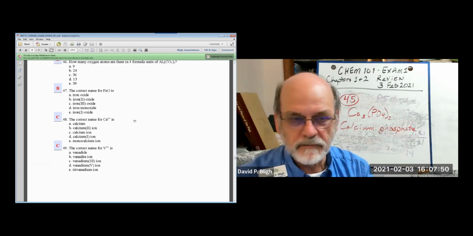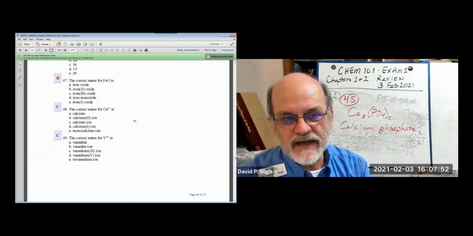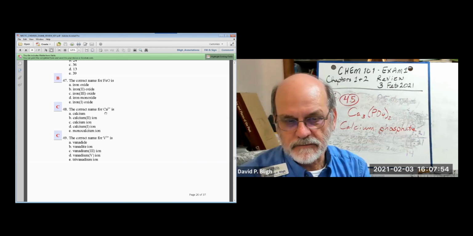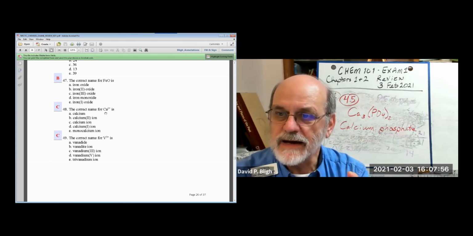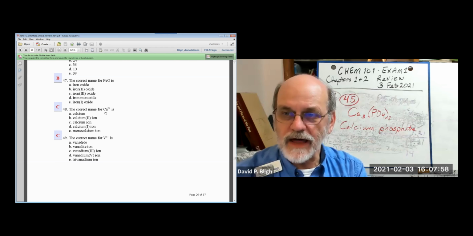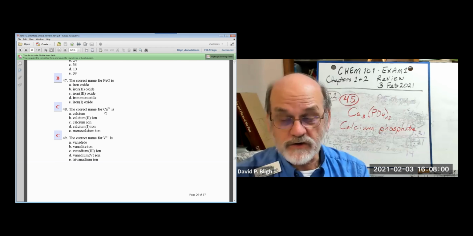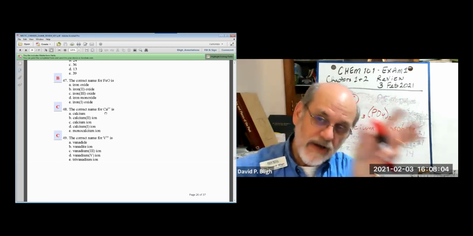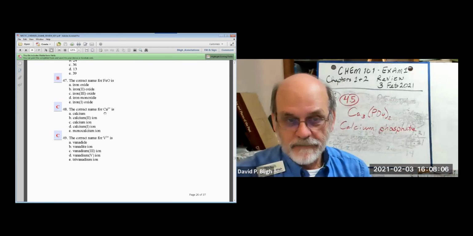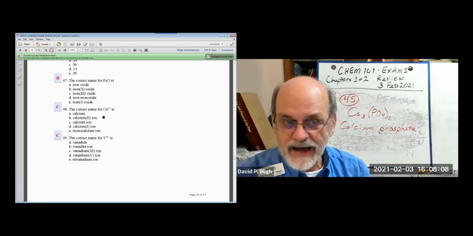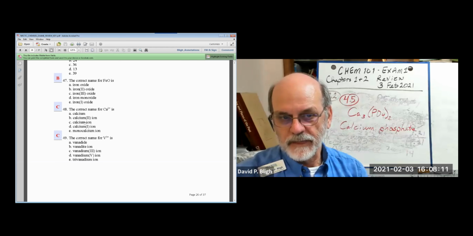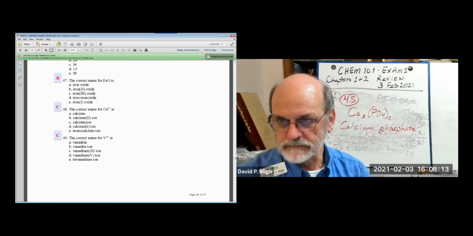So that's a hint. What do we say Ca2+ is? It's a calcium ion. It's an alkaline earth metal. It can only have one charge, so we don't have to say what the charge is, even when we're talking about the ion itself. Ca2+ is calcium ion, period. No Roman numeral needed.